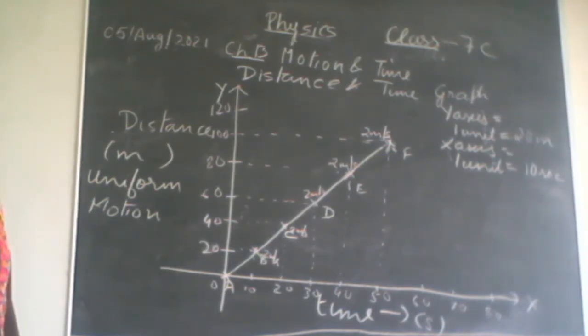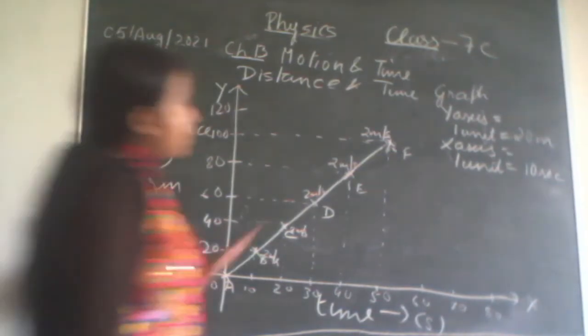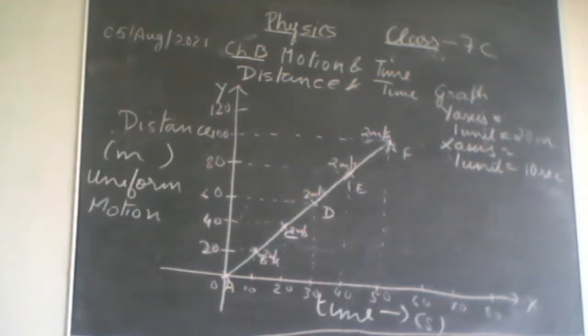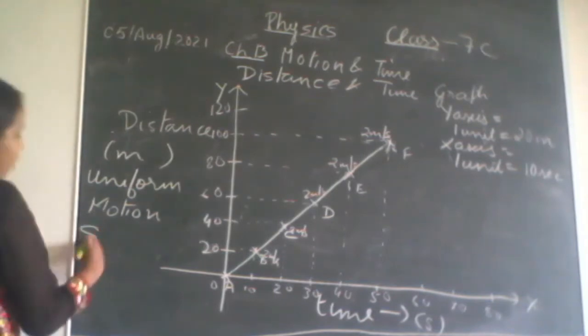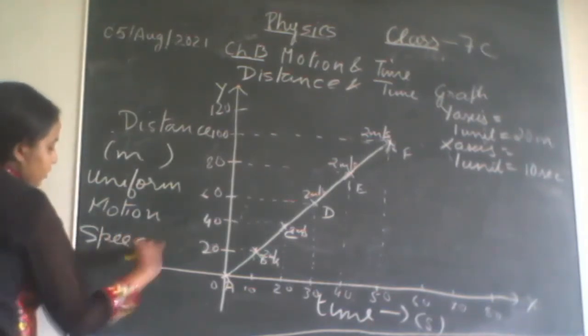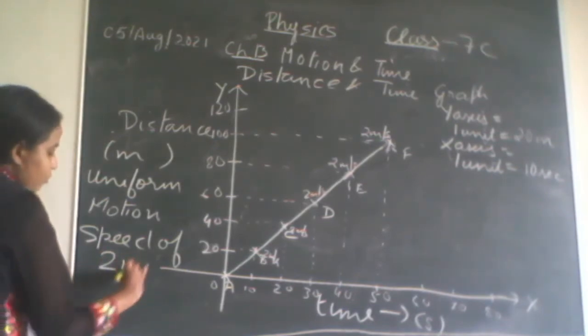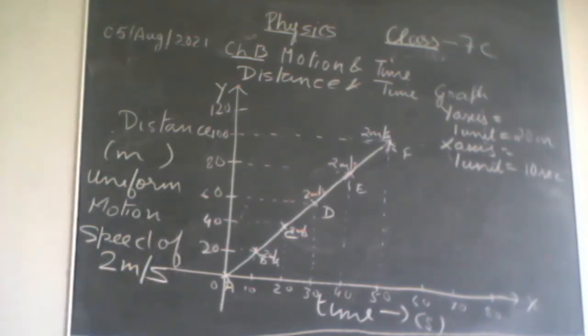Yes, ma'am. That means the speed of A is fixed. Speed of A is how much, kilometer per what? Meters per second. Speed of A is how much? 2 meters per second. Understood? Yes, ma'am. Should we try for the non-uniform body?